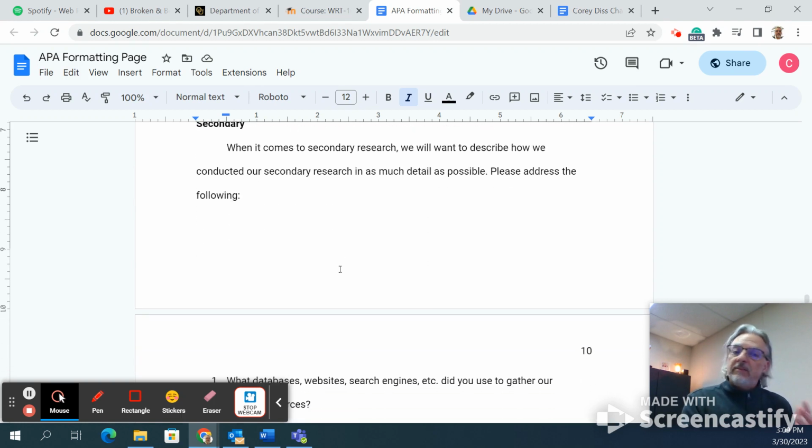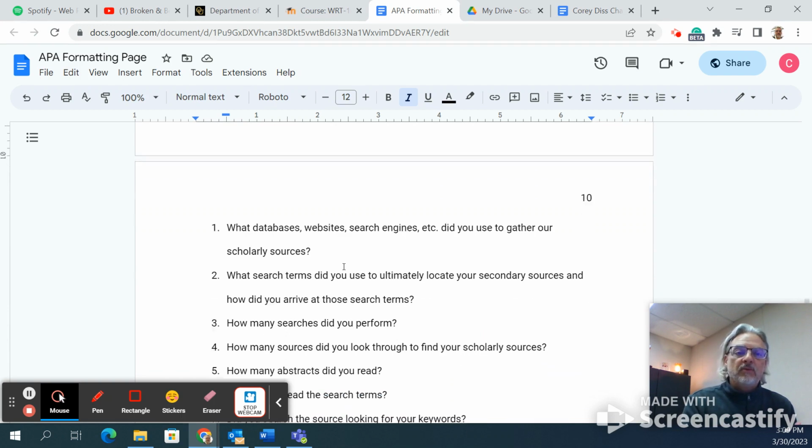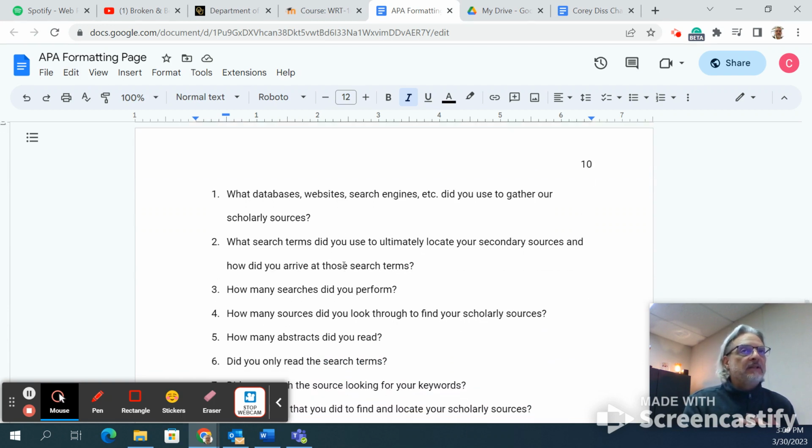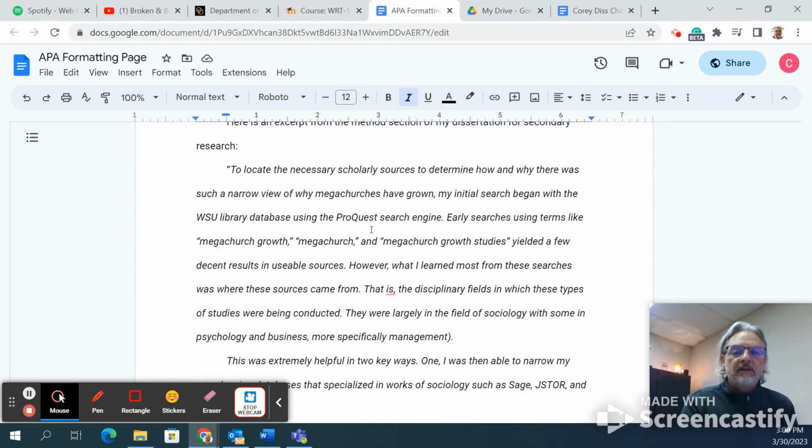Secondary research is a little bit more challenging sometimes, but I always stress and give everyone an opportunity to try this because it's really good. It helps you to reflect on what you did as a researcher. All right, so I did this for my dissertation as well, and you can see my paragraph to follow here. It's to locate the necessary scholarly sources, determine how and why and where there was such a narrow view of why megachurches have grown. My initial search began with the WSU library database using the ProQuest search engine, right?